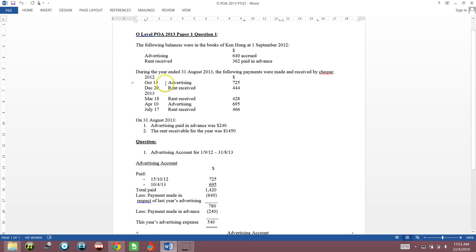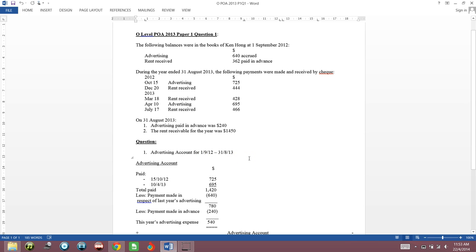So let us look over here. During the year ended 31st August 2013, the following payments were made and received by check. Here, advertising 725, advertising 695, advertising paid in advance 240. So from all this information, I understand that what they want us to do is an advertising expense account.